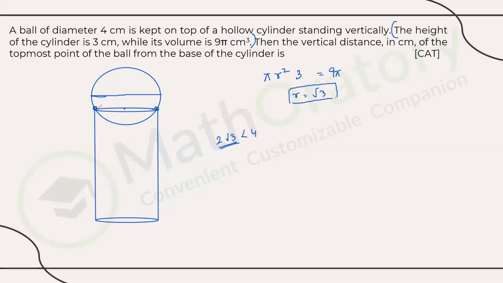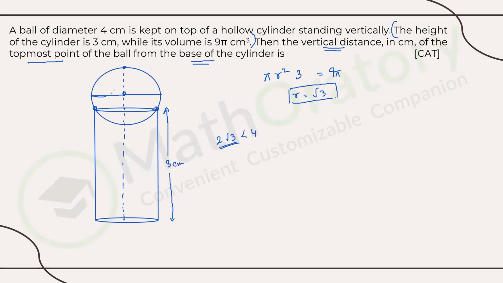So if you just try to understand what we are trying to solve, what are we trying to solve? We are trying to find the vertical distance of the topmost point of the ball. So the topmost point of the ball will be this one, roughly from the base of the cylinder. So we are trying to figure out sort of this distance, right? Now, if we think about this distance, we can break it into comfortable numbers. For example, the height of the cylinder is known to us, that is 3 centimeter.